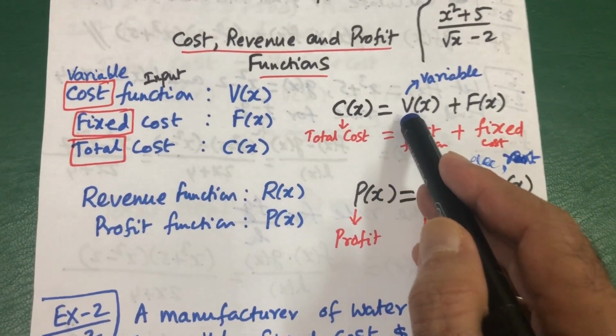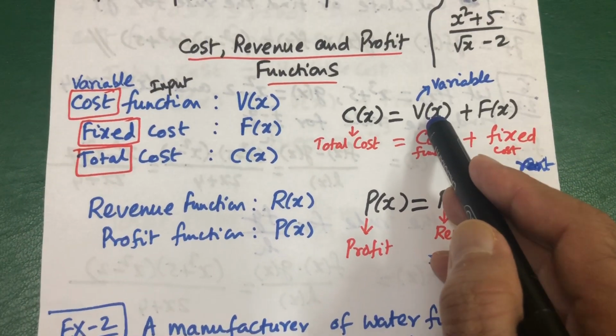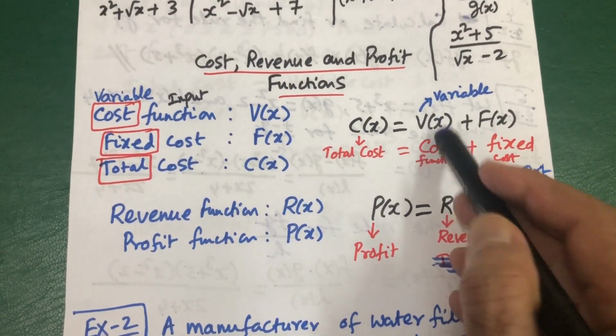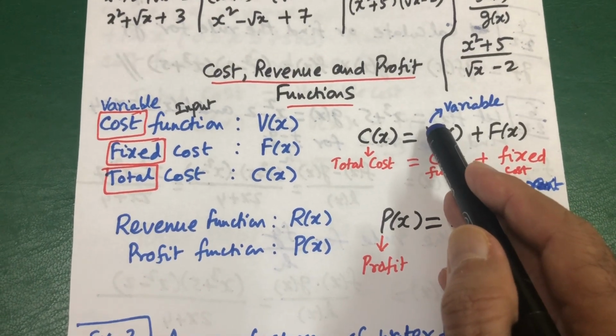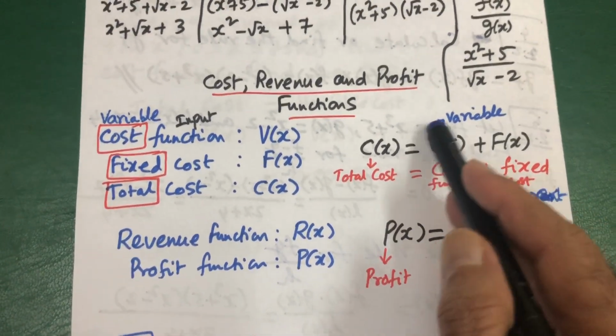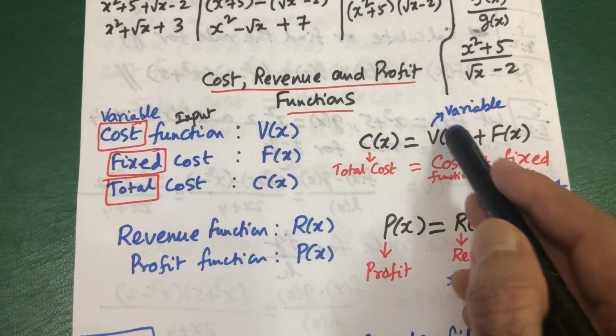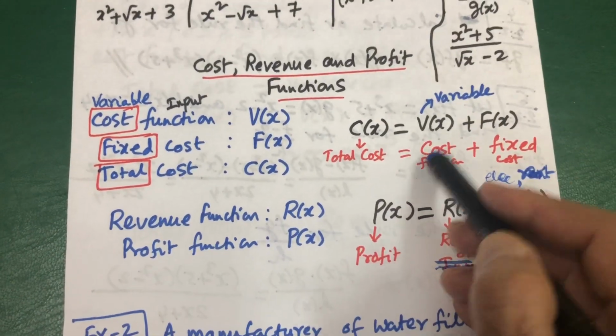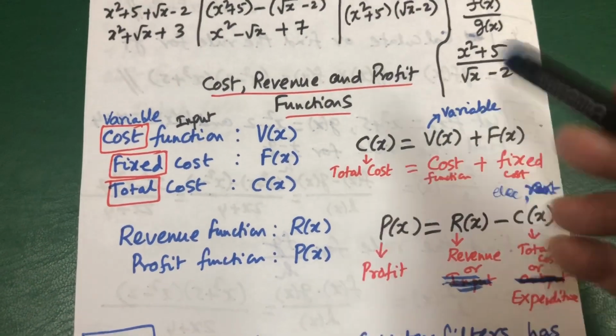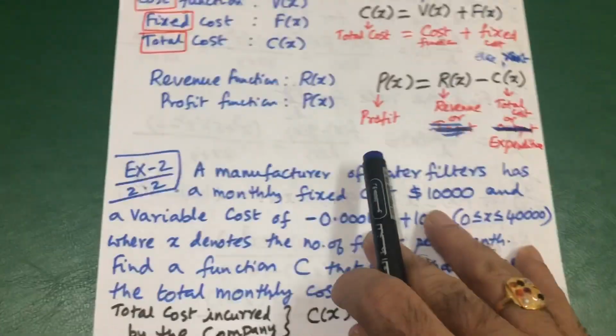What do you mean by variable cost? This month I may produce 100 items, I get some money. Next month I may produce 200 items, I may get more money. The following month I may produce only 50 items, then I get less money. This is variable, changing. Variable means change. Now let us see the problem.